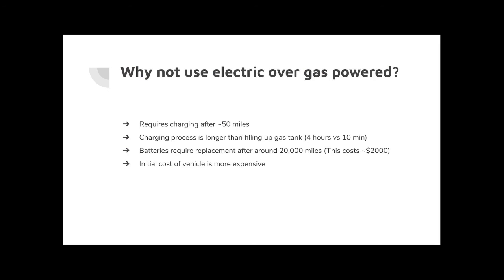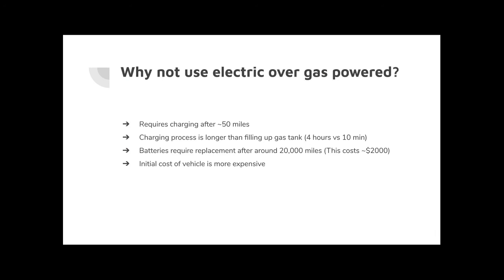So why not use electric over gas-powered vehicles? The biggest issue is convenience. They require charging after driving around for 50 miles, and this charging process takes longer than filling up a tank of gas. To charge, it takes about 4 hours, while filling up your gas tank takes maybe 10 minutes.